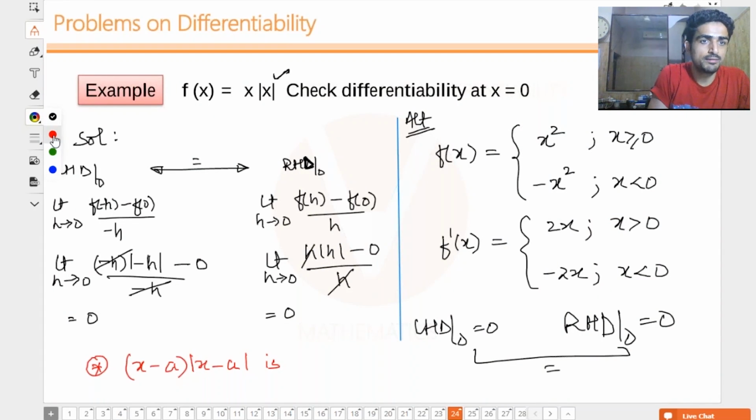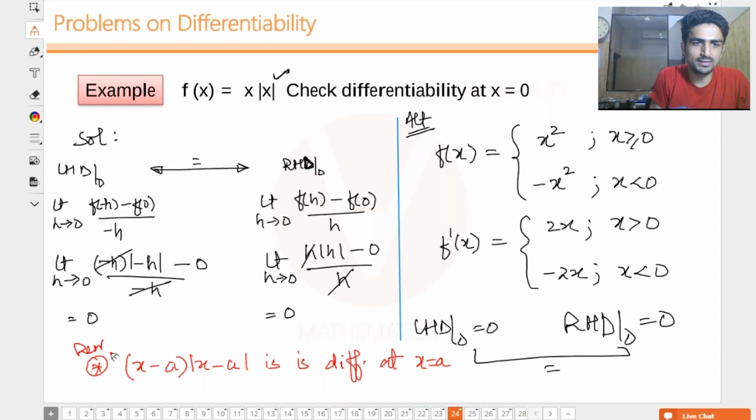Sorry. We should better remember this as a result that x minus a into mod of x minus a is differentiable at x equal to a. Just like this, similar proof, exactly the same proof. So you better remember this thing as a result. It helps in many objective questions. x minus a into mod of x minus a is differentiable at x equal to a.